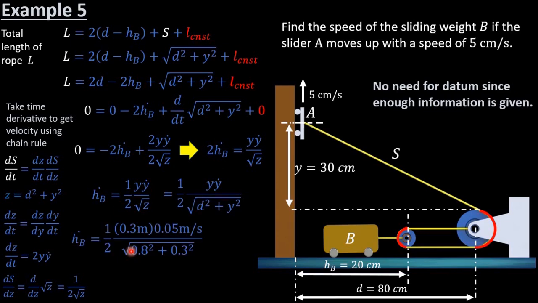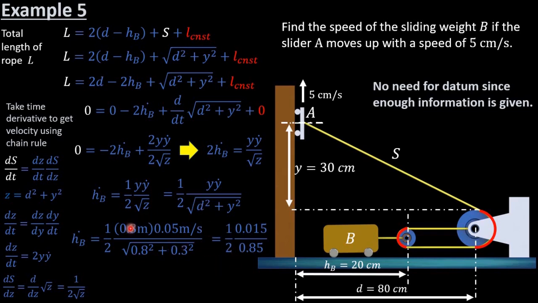And then if I substitute my numbers in, I knew y was 0.3 meters, so I just converted centimeters to meters. I know the velocity of y, so y dot is going to be 5 centimeters per second, so I converted 5 centimeters per second into meters per second. Then I substituted d in there, which was 80 centimeters, which is 0.8 meters, and then substituted y into here, which was 30 centimeters, which I converted into 0.3 meters, and then put that all into my calculator to simplify that down to this.